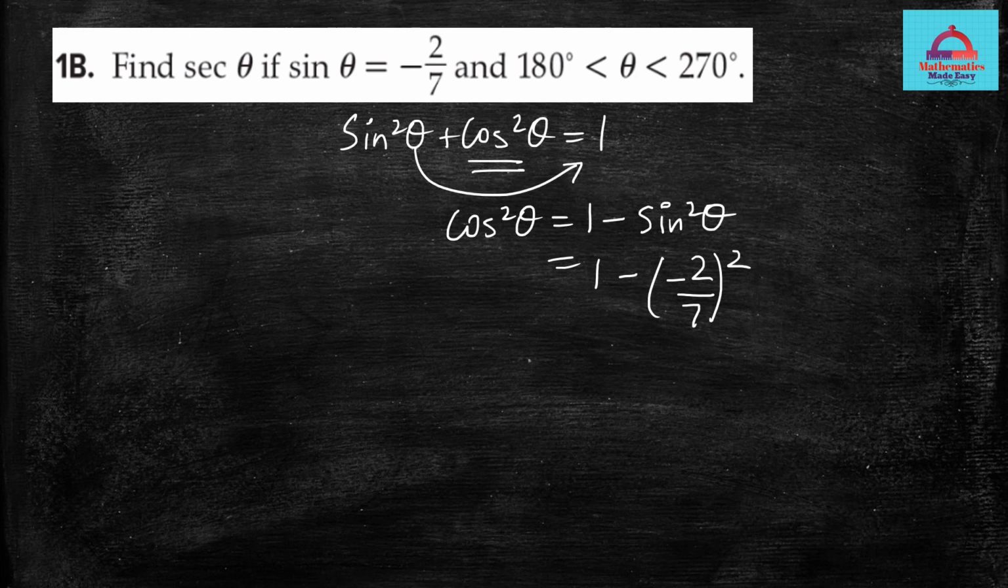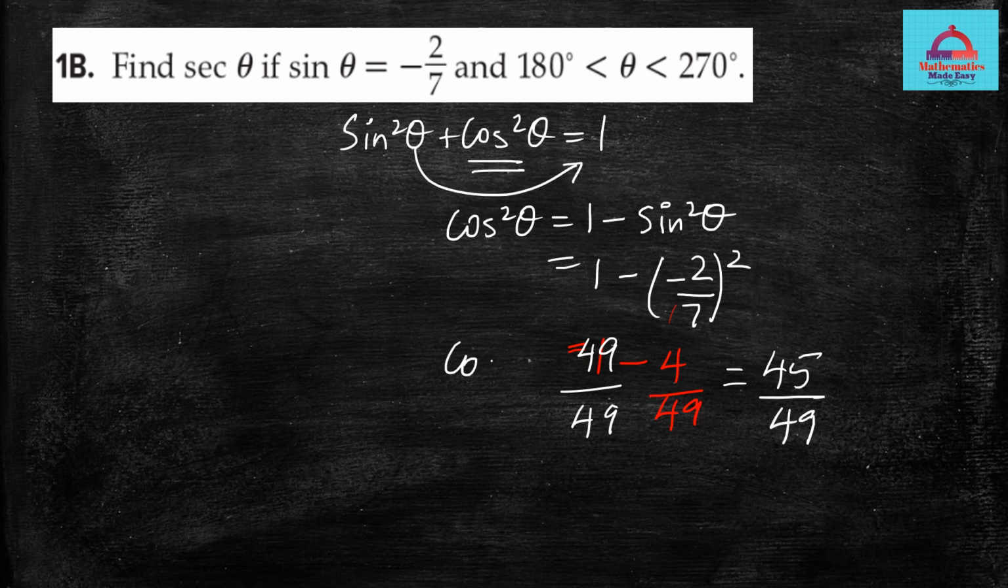Now while you take square, be careful, there's a negative sign inside, but square will give you a positive result. Square of 2 is 4, square of 7 is 49. 7 multiplied by 7, I hope you know. Again, we follow the same steps. We want the denominator to be common, 49. So I multiply with 49 up and down. So 49 minus 4, 45 over 49.